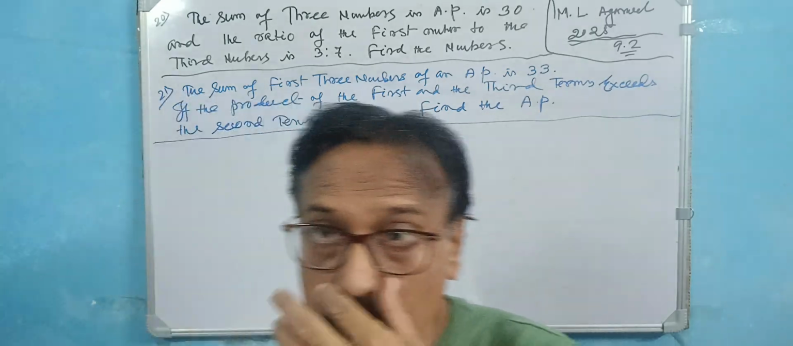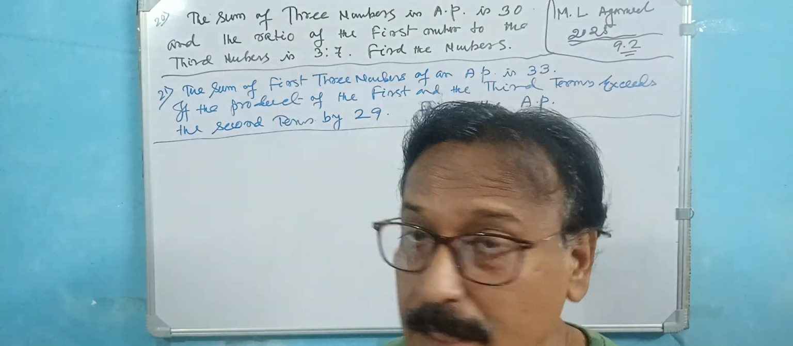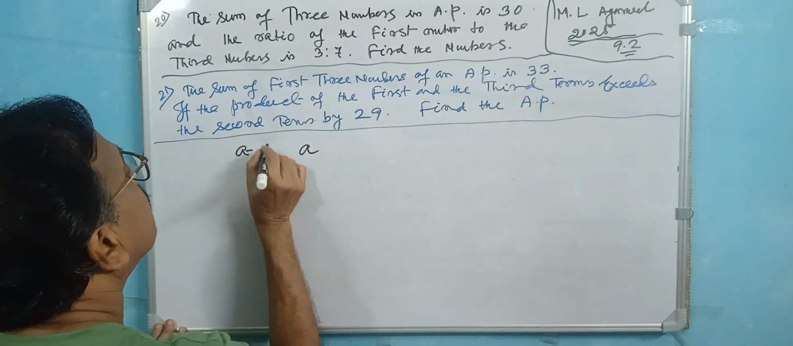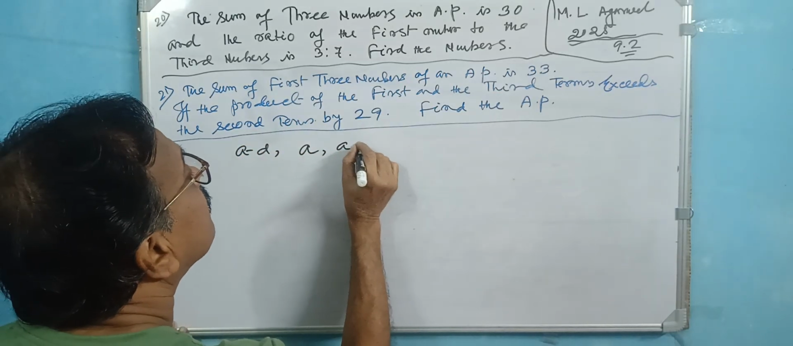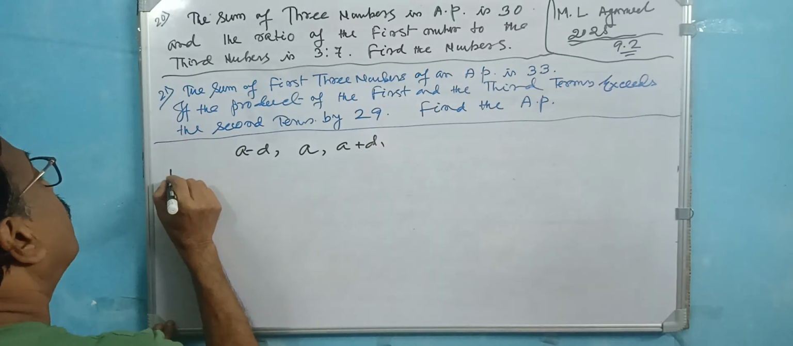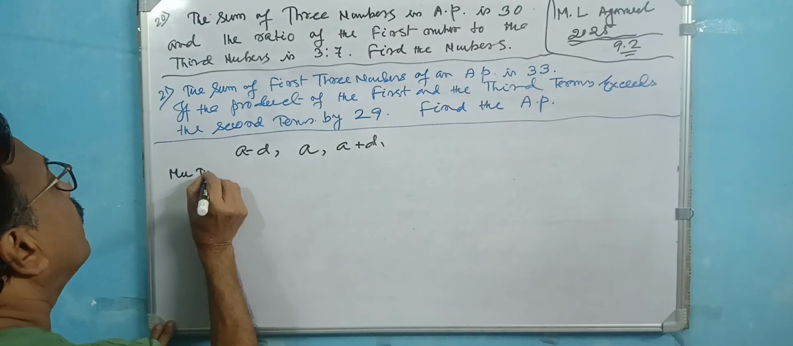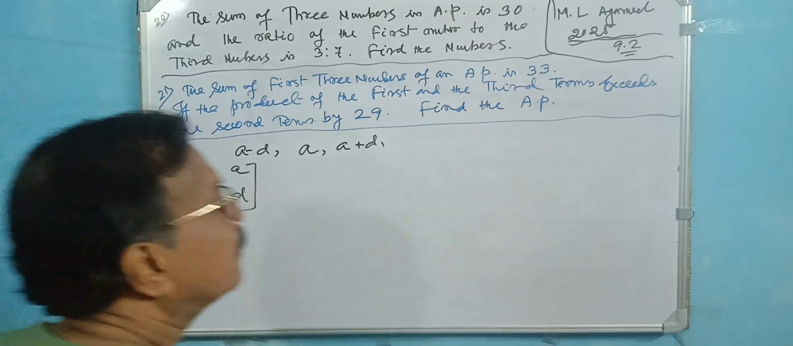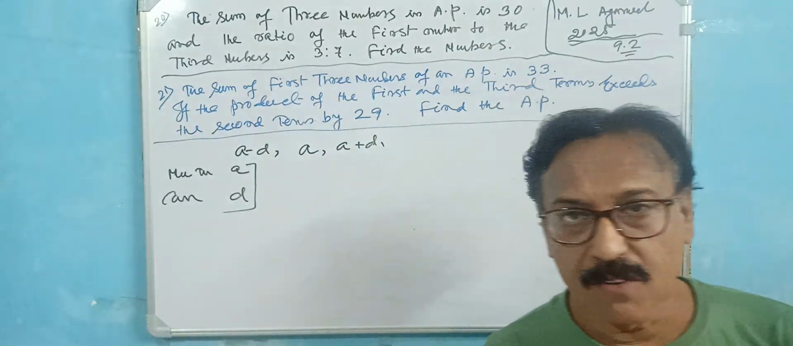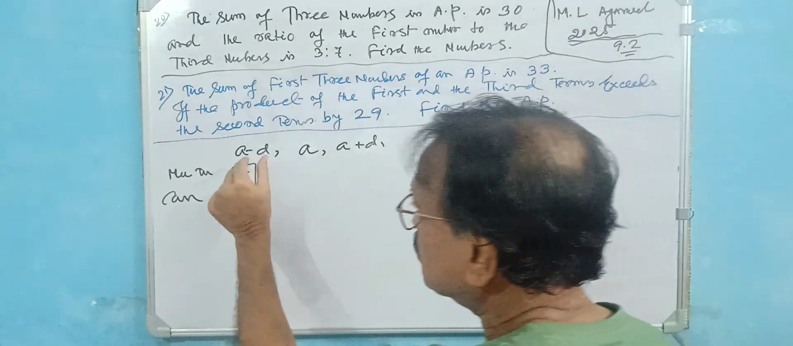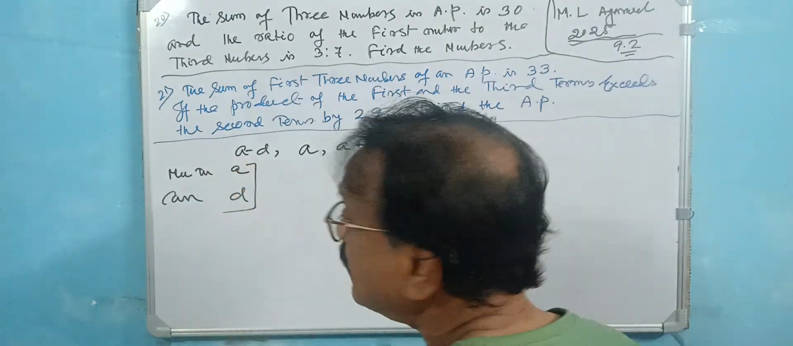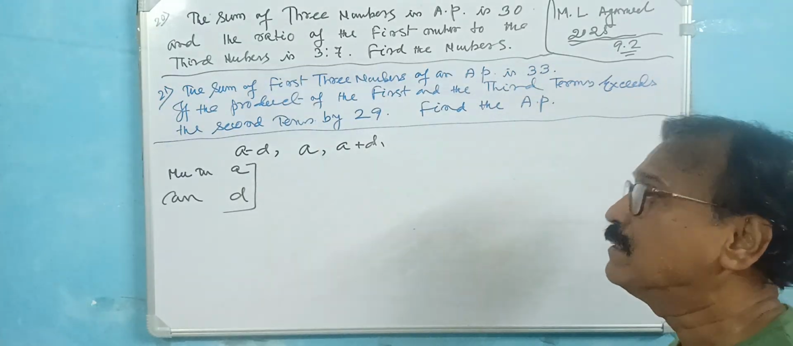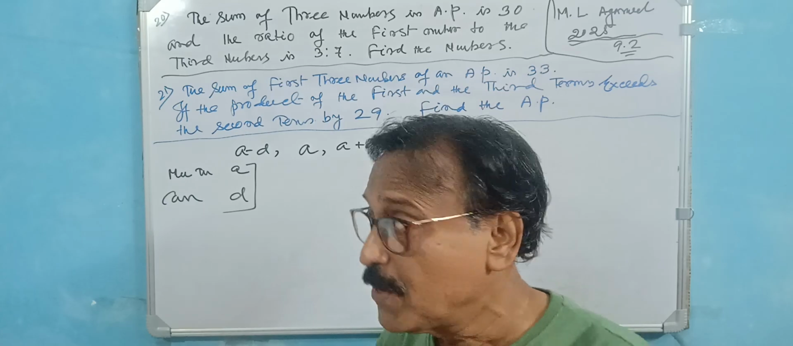You know already, when you take three numbers in AP, you take the middle term as A, the previous term as A minus D, and the next term as A plus D. Because the middle term is A and the common difference is D. This is already known.